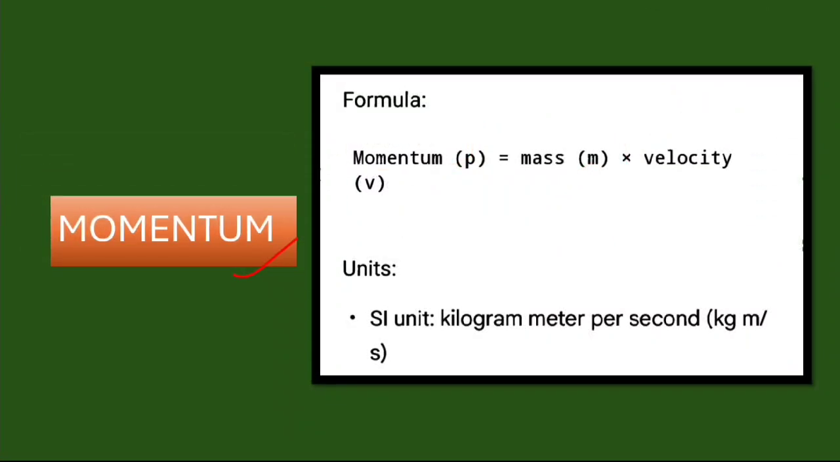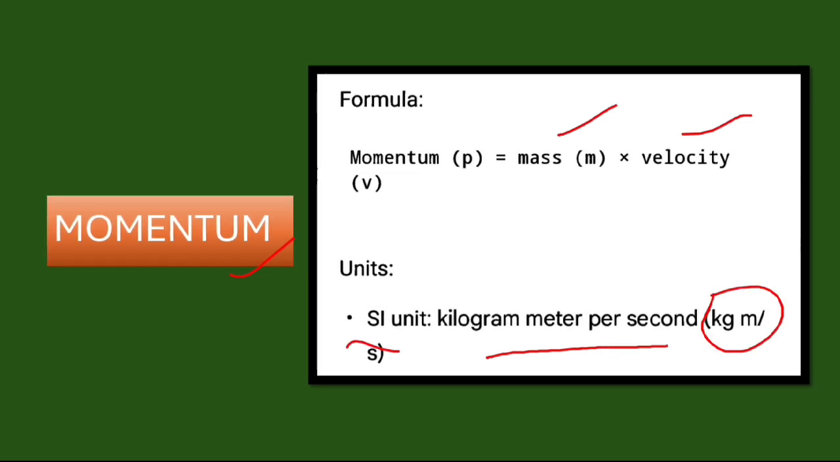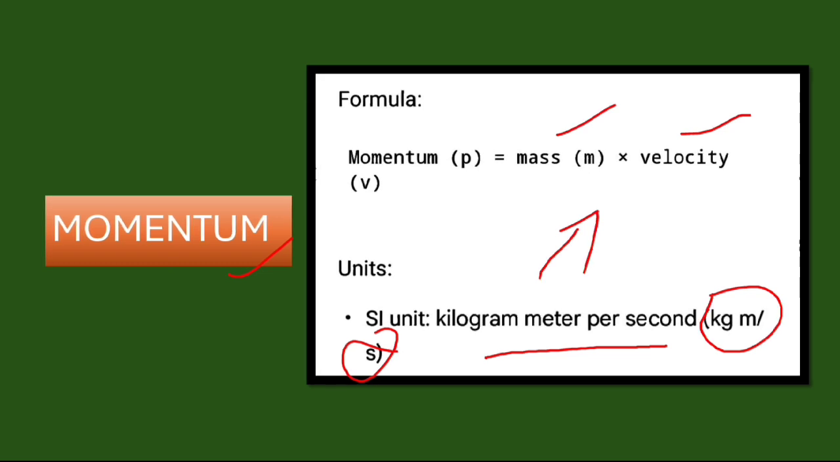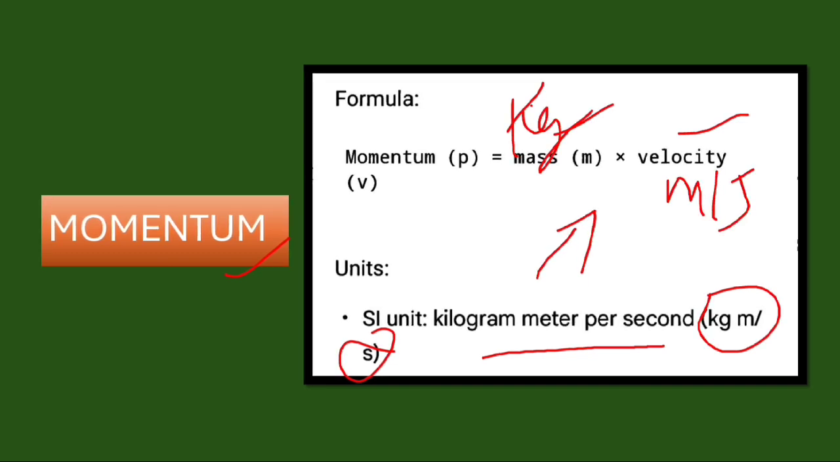Momentum equals mass into velocity. Its units are kilogram meter per second. So mass into velocity is the momentum. We know mass is in kg and velocity is in meter per second. So kg meter per second is the unit for momentum.